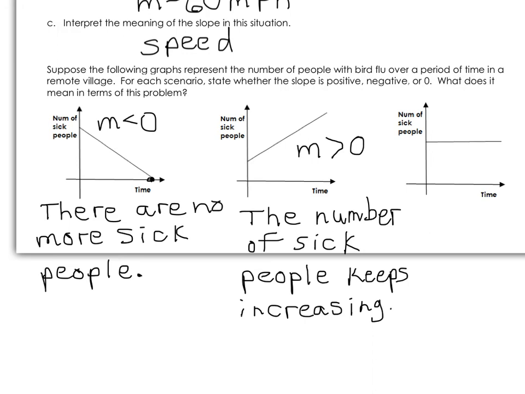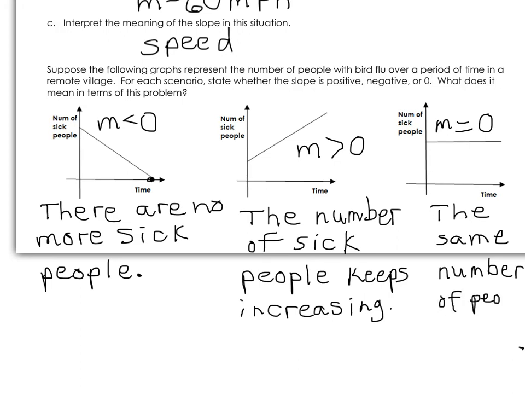Finally, in our third drawing, the number of sick people starts out at a certain amount, and it stays right there. The slope is 0. The number of sick people is not changing. So, a certain amount of people started off with the bird flu. We don't know if it's the same people, but you have the same number of people. The same number of people continue to have the bird flu. It doesn't get better, doesn't get worse. It stays the same. The same number of people are sick.